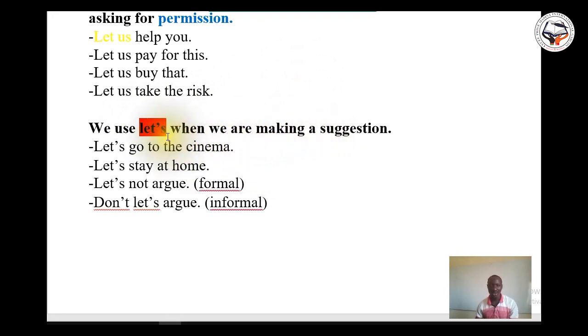We use let's when we are making a suggestion. If you want to make a suggestion, we can use let's. Let's go to the cinema. Let's stay at home. Let's not argue. This is formal. Don't let's argue is informal.